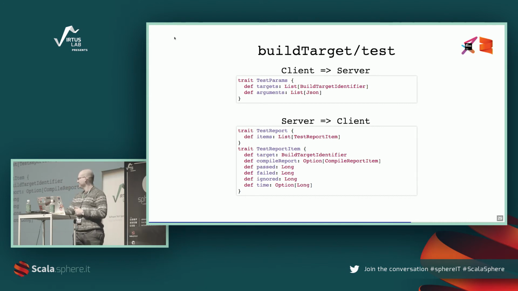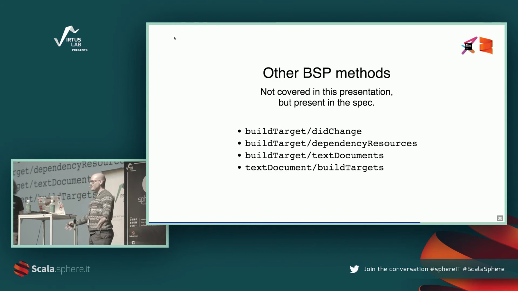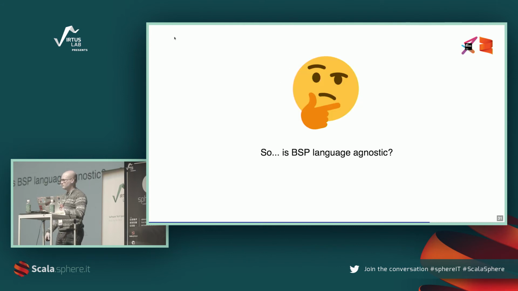No. Okay. So there are other BSP methods as well, but they are not covered in this presentation for the sake of conciseness. They are present in the protocol, and those are, for instance, build target did change, which is a notification sent by the server to the client to tell the client, hey, this build target changed, try to make sure that all your caches are up to date, etc. There are a bunch of things you can do with these notifications. There's also dependency resources, text documents, build targets, and build target text documents, but these are not important.